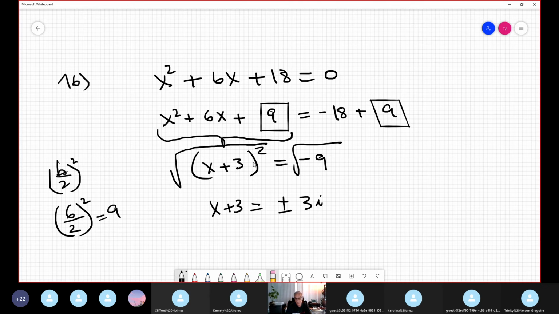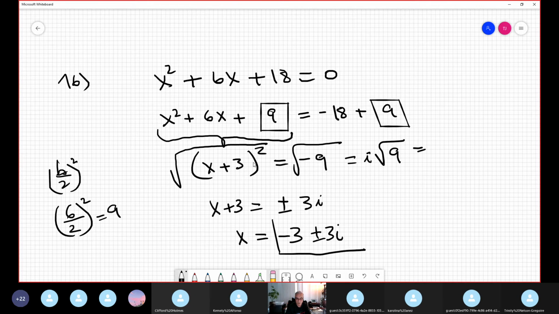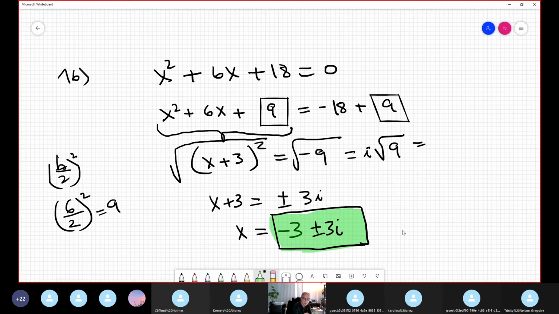Because the square root of negative 9 is i times the square root of 9, and the square root of 9 is 3. Finally, solve for x: x is equal to minus 3. This 3 is a real number, I move it to the right like a minus 3 plus or minus 3i. And again, we have two complex solutions. By the way, in this case it's a little bit nicer: no fraction, no irrational. It's minus 3 plus or minus 3i. Any questions, guys? How do you feel?